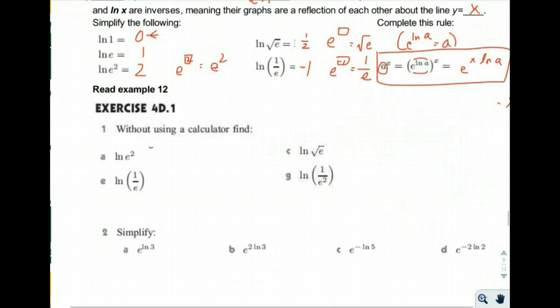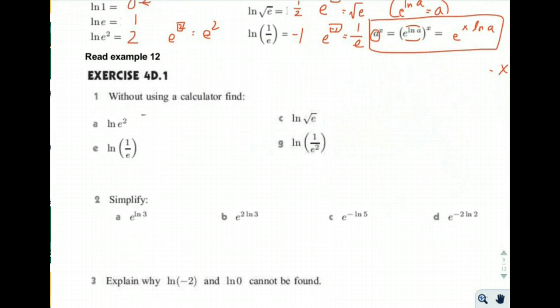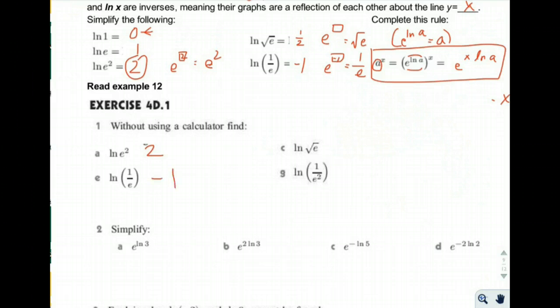Okay, without using a calculator, find log of e squared. We just did that. It's 2, right? Log of 1 over e. We just did that one. Log of square root of e. We just did that one. And log of 1 over e squared. So e to the what is equal to 1 over e squared? Well, 1 over e squared is equal to e to the negative 2. So the answer is negative 2.